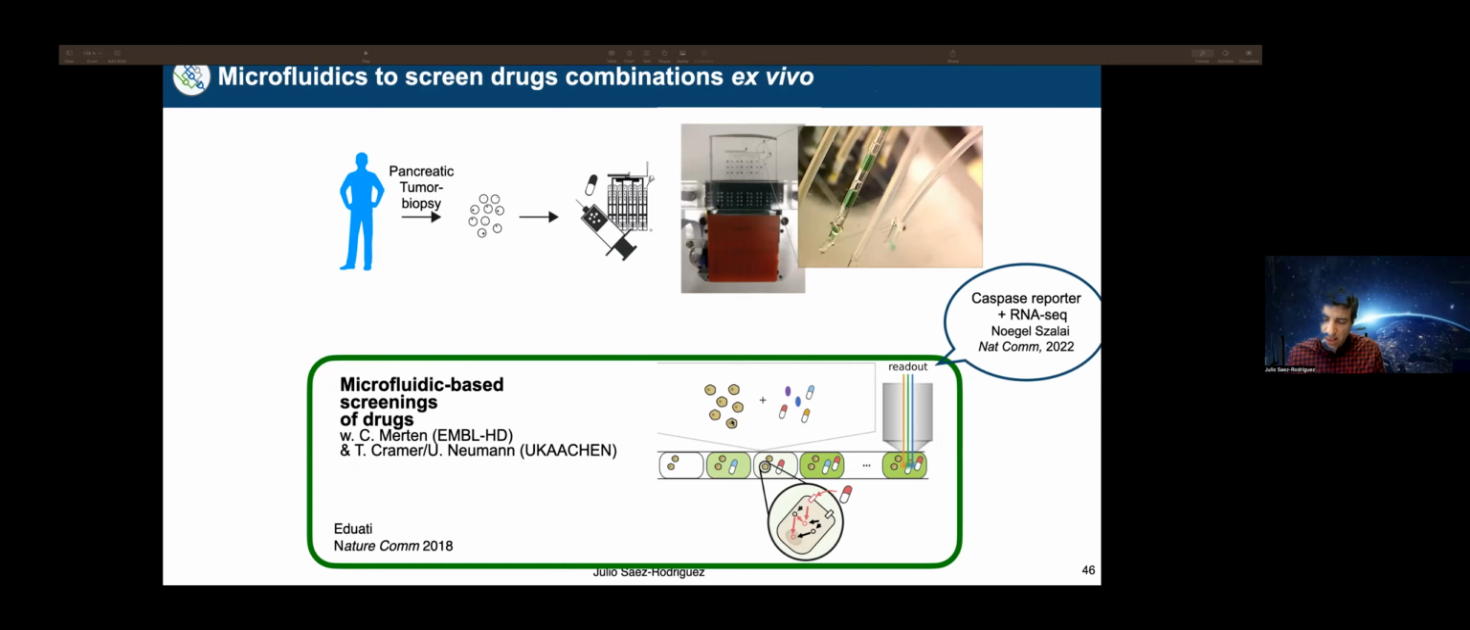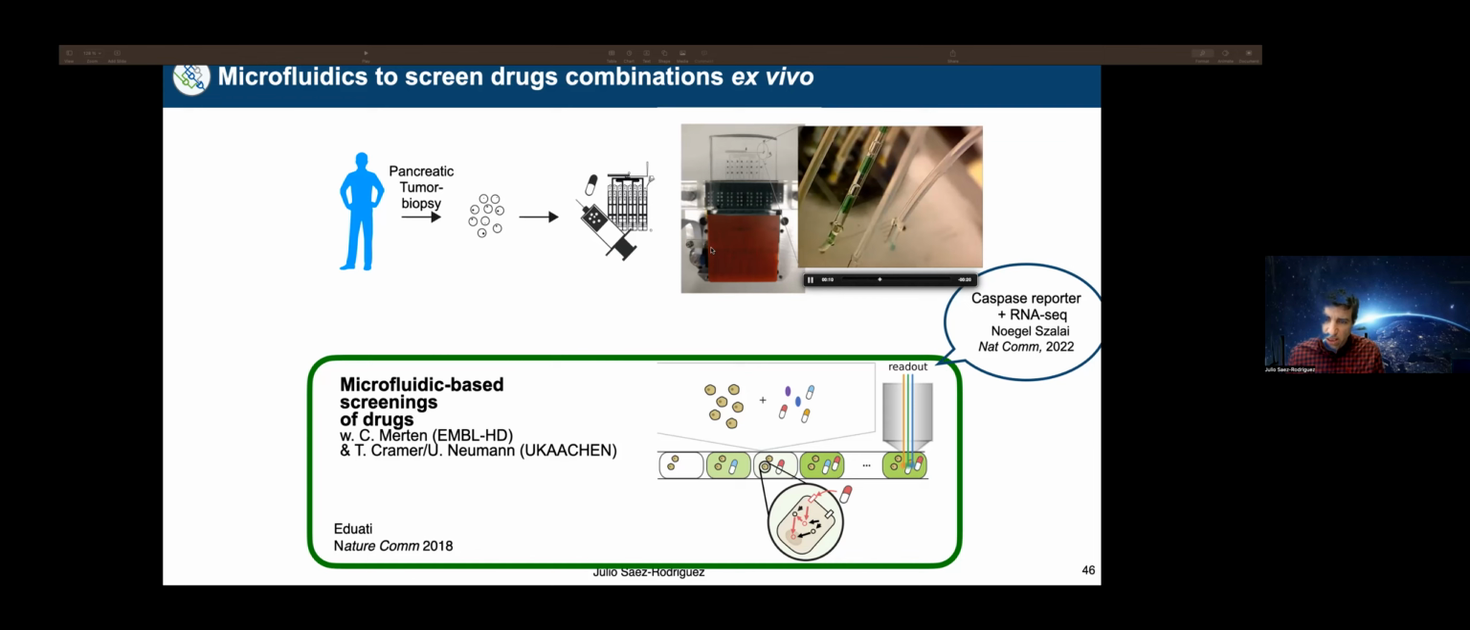The idea is that in the same way that you encapsulate cells in droplets for single cell RNA-seq, you can also encapsulate them with drugs. And by doing this, you can come up with, if you like, mini drug response experiments. Here you can measure as a response either a caspase reporter, so you can see if apoptosis is induced, or also you can sequence them with RNA-seq. And then again, with this data, you can see here how it's generated, right? With these droplets that are automatically collected using microfluidics, it's a very fast process that needs a very small amount of material.